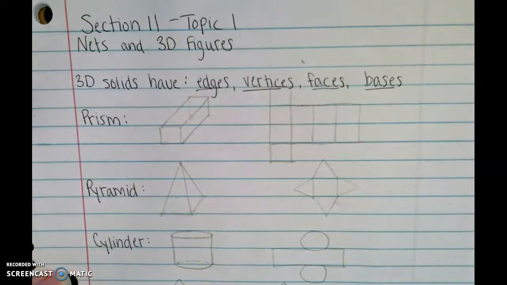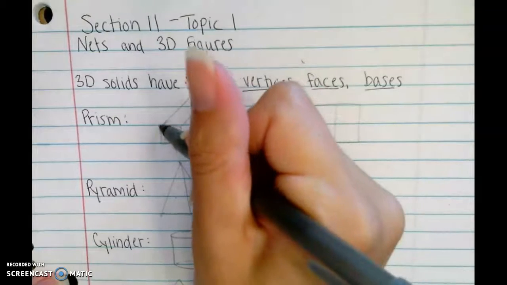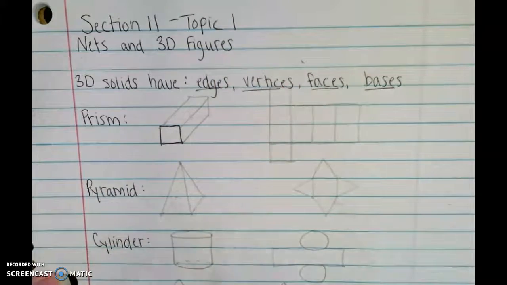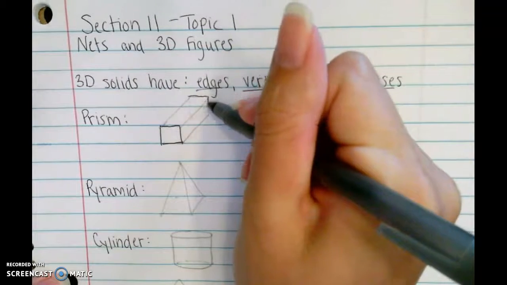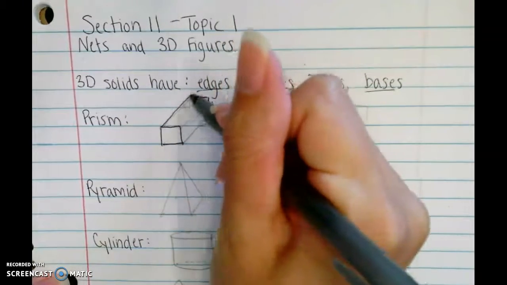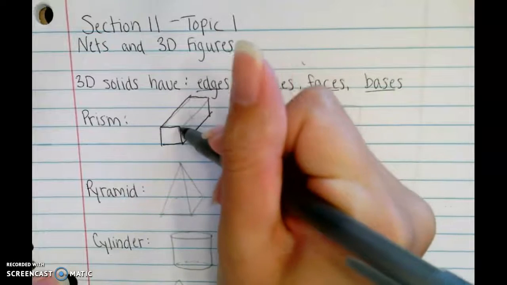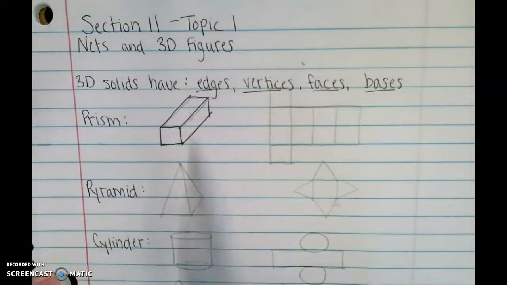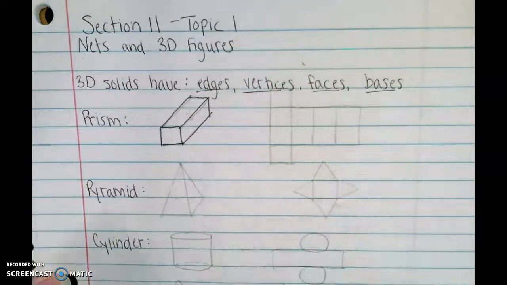The first shape that we're going to look at is a prism. So a prism has two bases, which make up the actual shape. So this prism is made out of a square. So the square shape is the base. The rectangular shapes are the faces.